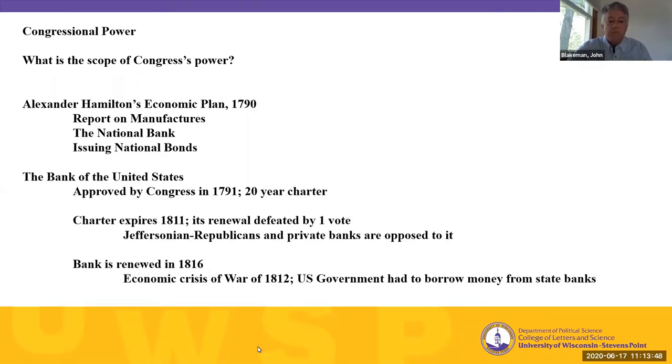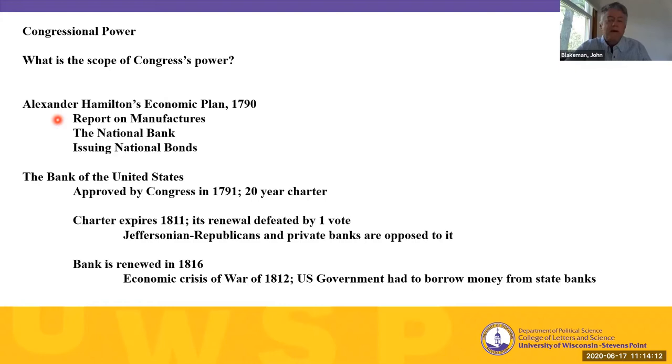Now, the Hamilton plan has several components to it, and I think it's worth talking about just briefly to put McCullough versus Maryland into some kind of perspective. One thing Hamilton does is he writes his famous report on manufacturers. I said famous. You haven't heard of it? Well, yeah, most people haven't, and that's okay.